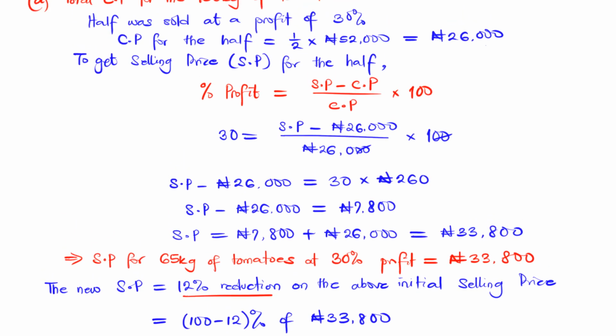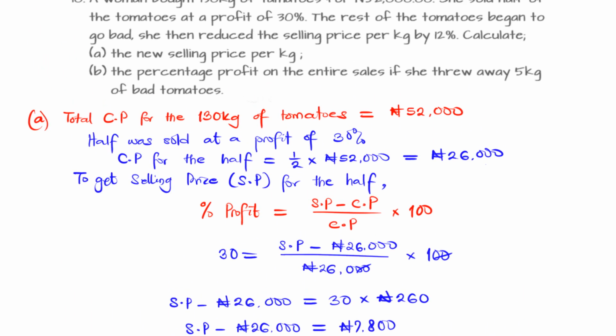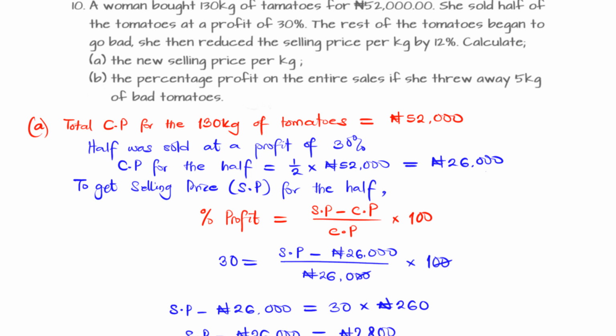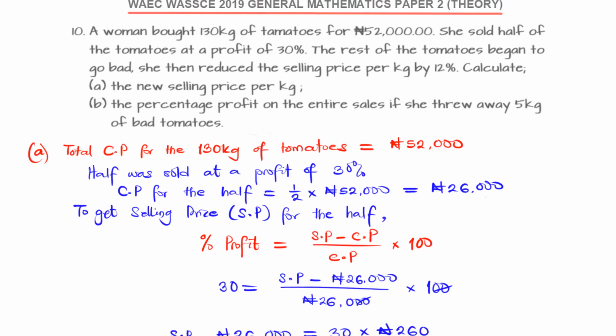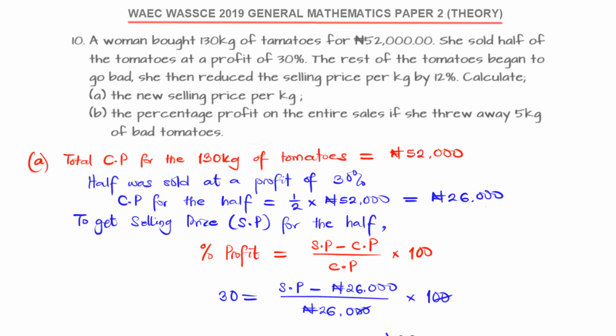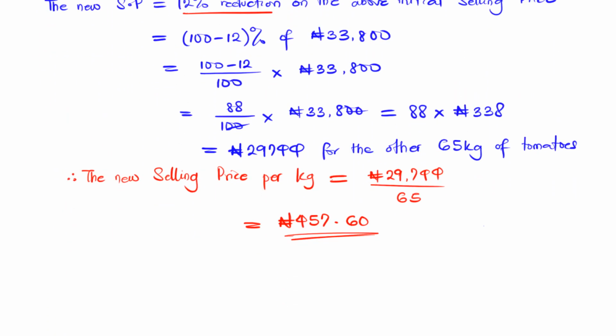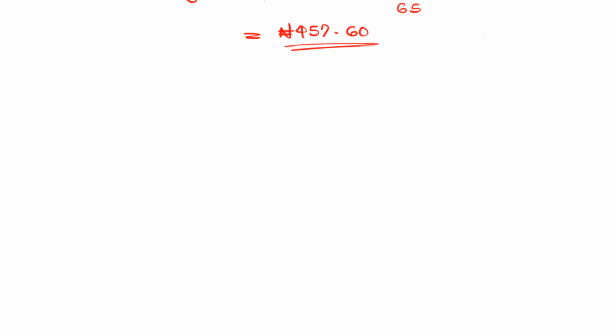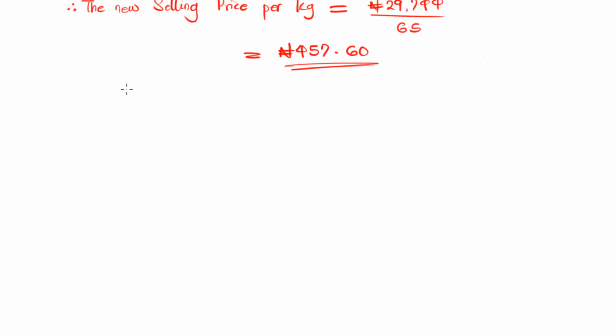So this is the new selling price per kilogram for the tomatoes. Moving on to our next question, we are now being asked to find the percentage profit on the entire sales if she threw away 5 kilograms of bad tomatoes. So 5 kilograms will be taken out, then we have to look at the entire sales. Let's look at how we can solve for that.